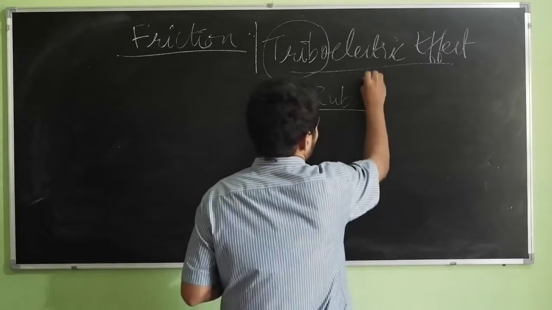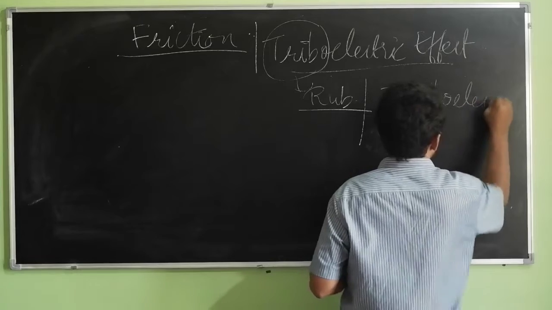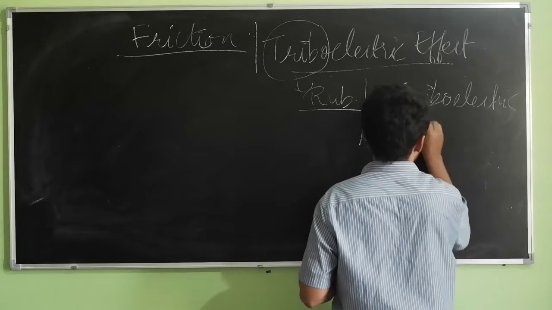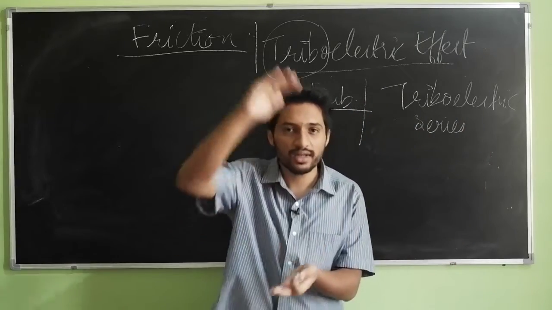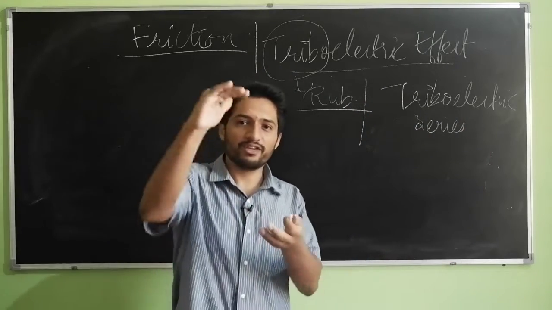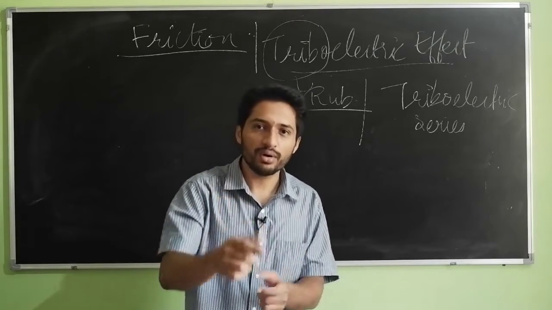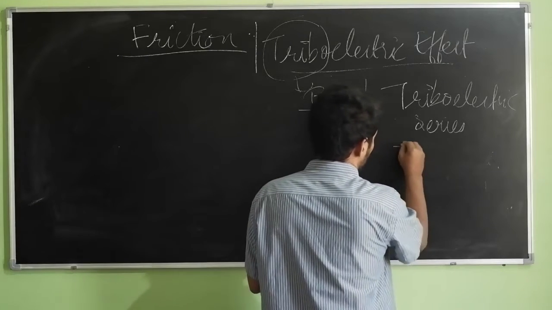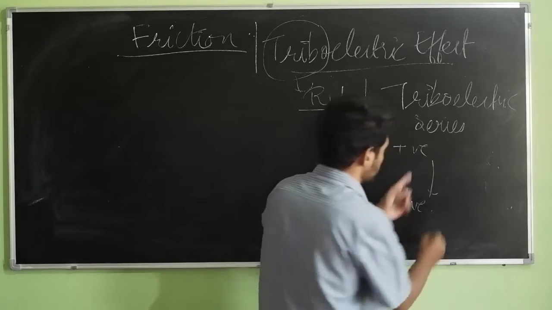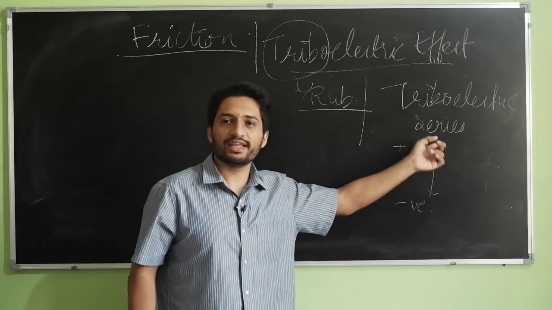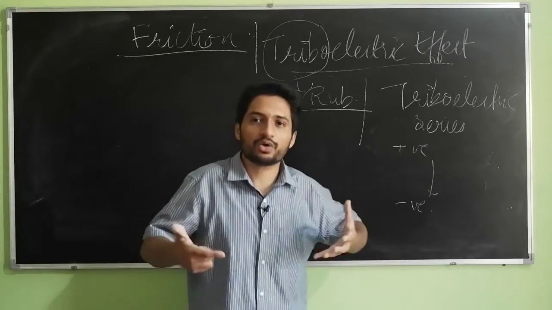And just go online and search for the triboelectric series. So what is the triboelectric series? It will give you a list. It arranges different objects based on their capability of losing or gaining electrons. Above you will find positive, and if you go down below you'll find negative. Positive objects can easily lose electrons on rubbing, and negative ones can easily gain electrons when rubbed.